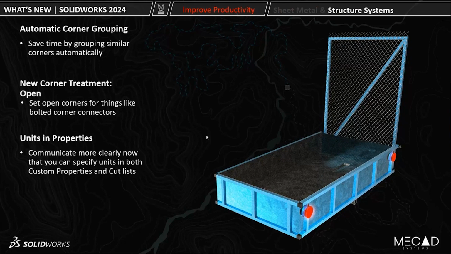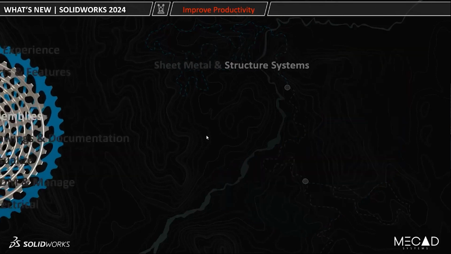We have the automatic corner grouping in structure systems, new corner treatments, the open butt, and then unit properties. We can actually mix in different types of units in the weldment cutlist, where we can choose if it's going to be millimeter or inch or whatever, and we can manually add that to it. There's a lot more clarity to it.